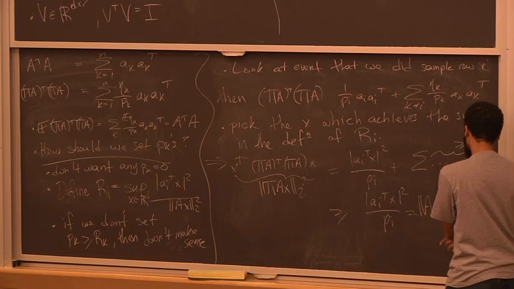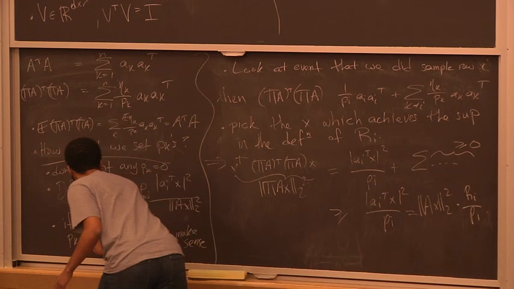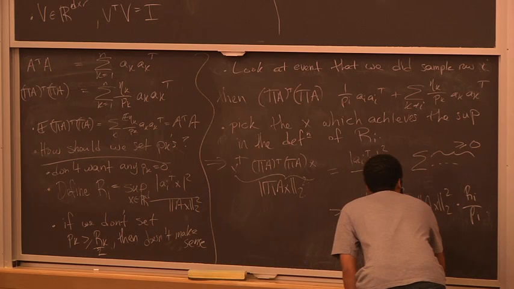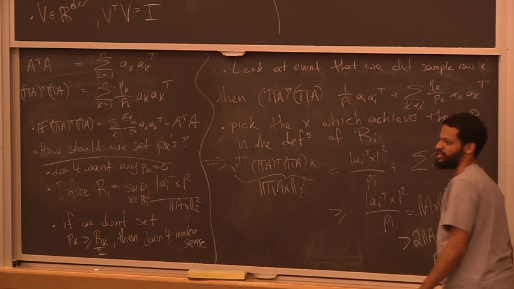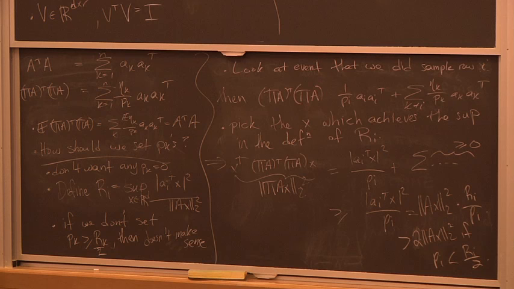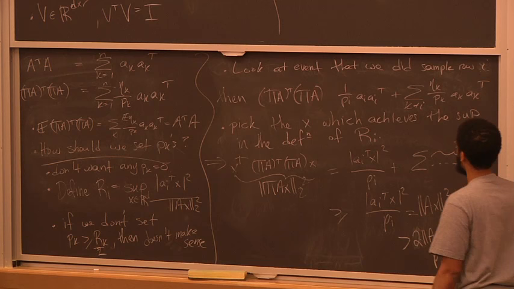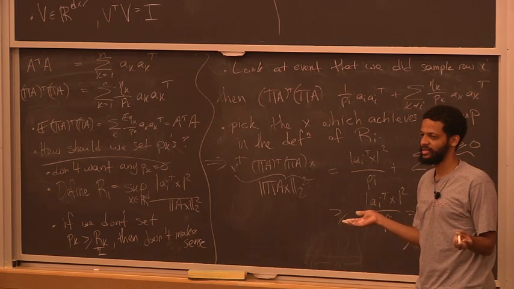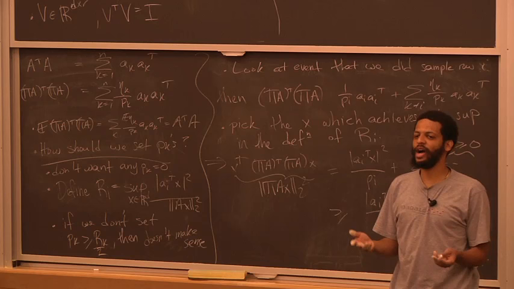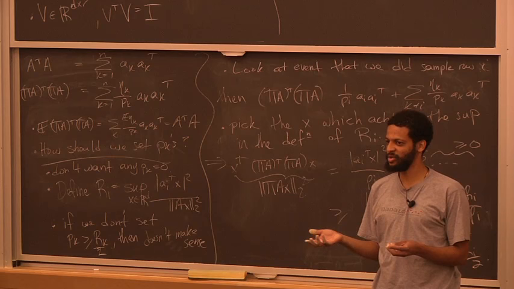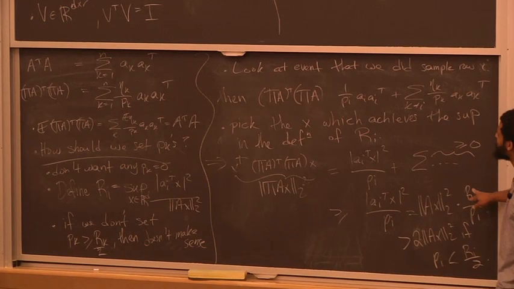So if p_i is too small, if p_i is less than, let's say, r_i over 2, this is bigger than 2 times the norm of Ax squared if p_i is less than r_i over 2. Right? Does that make sense? So if we're sampling at a rate that's much less than r_i, like less than r_i over 2, then whenever we actually do sample that row, we're guaranteed to be screwed. Okay? Because there is this x that's making it too big. So if we're going to sample the row, why are we sampling at a rate that's guaranteeing us to be screwed when it's actually sampled? That doesn't seem to make intuitive sense. So the intuition is that the sampling probability should be something like these r_i's. And actually, that's roughly what they're going to be doing.